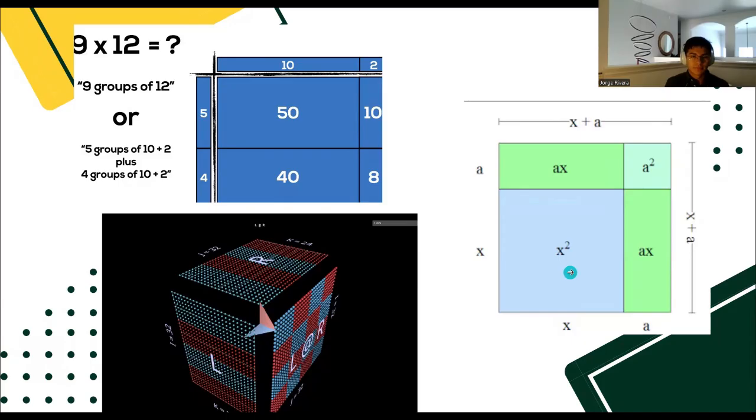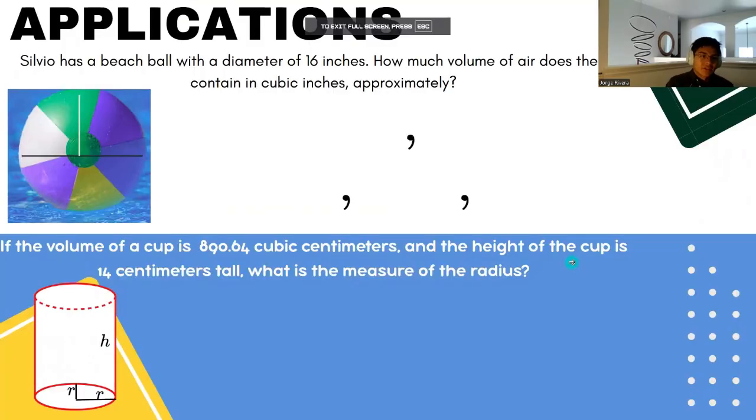All right. Application. Silvio has a beach ball with a diameter of 16 inches. How much volume of air does the ball contain in cubic inches, approximately?